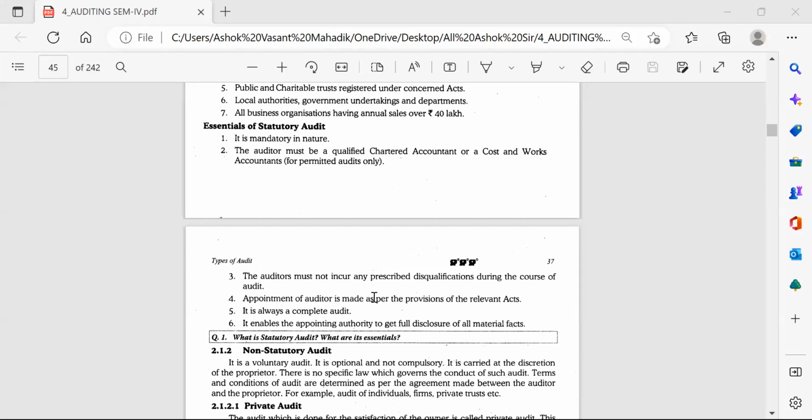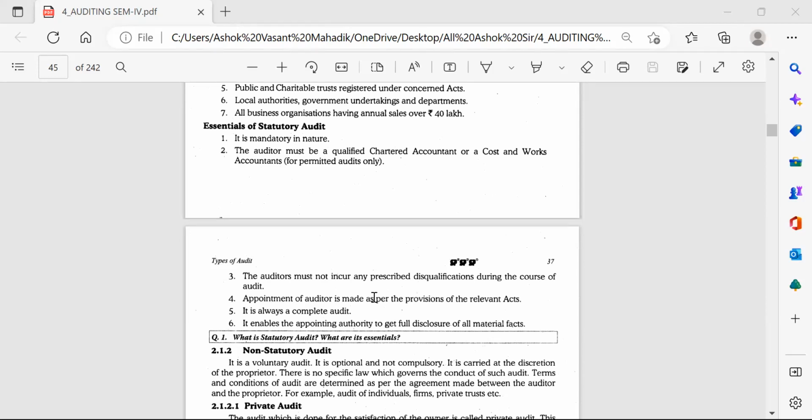Clear? The auditors must not incur any prescribed disqualification during the course of audit. Now, how can an auditor become disqualified? Any person who is indebted to the company, who owes the company a sum of more than 1,000 rupees, is disqualified. Any member of the company is disqualified. Any relative of the director, or a person who is in employment of the company or its directors, is disqualified. He cannot be appointed as an auditor. Why? Because his views can be influenced by that person. He can't give an unbiased opinion, so they are disqualified.